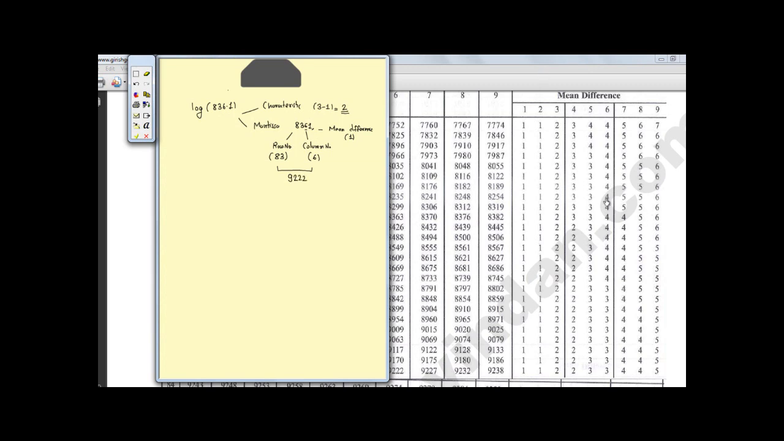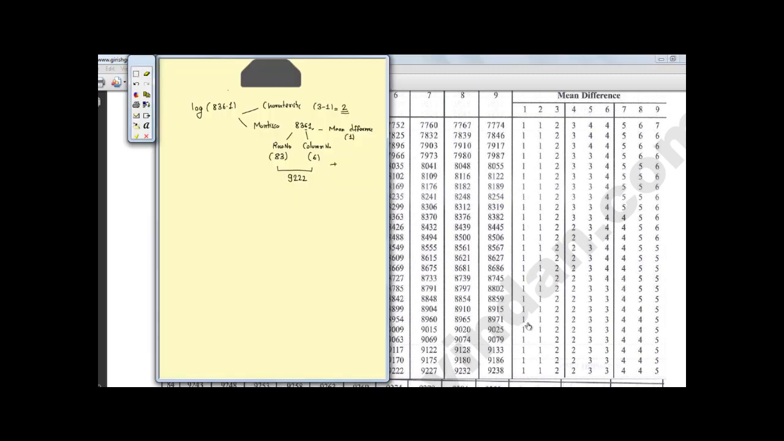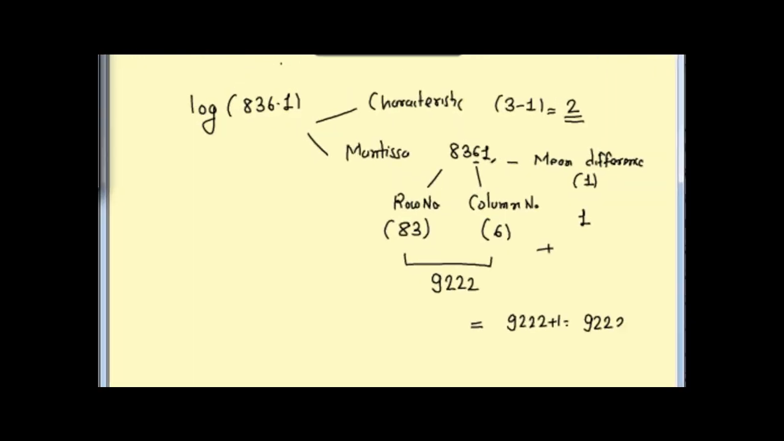222, and the mean difference in column number 1 we'll get in the same row 83. Mean difference 1 is 1, plus 1. Okay, so the final number is 9222 plus 1, that is equal to 9223.